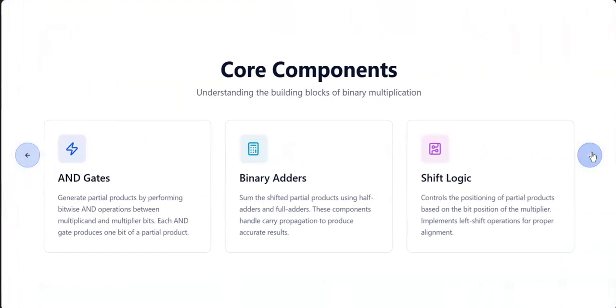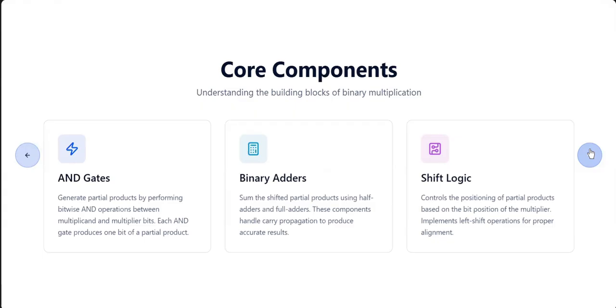Let's break down the core components of binary multiplication circuits. There are essentially three building blocks: AND gates, binary adders, and shift logic. First, AND gates generate what are called partial products. They do this by carrying out bitwise AND operations between each bit of the numbers being multiplied. Every AND gate is responsible for producing one bit of a partial product.